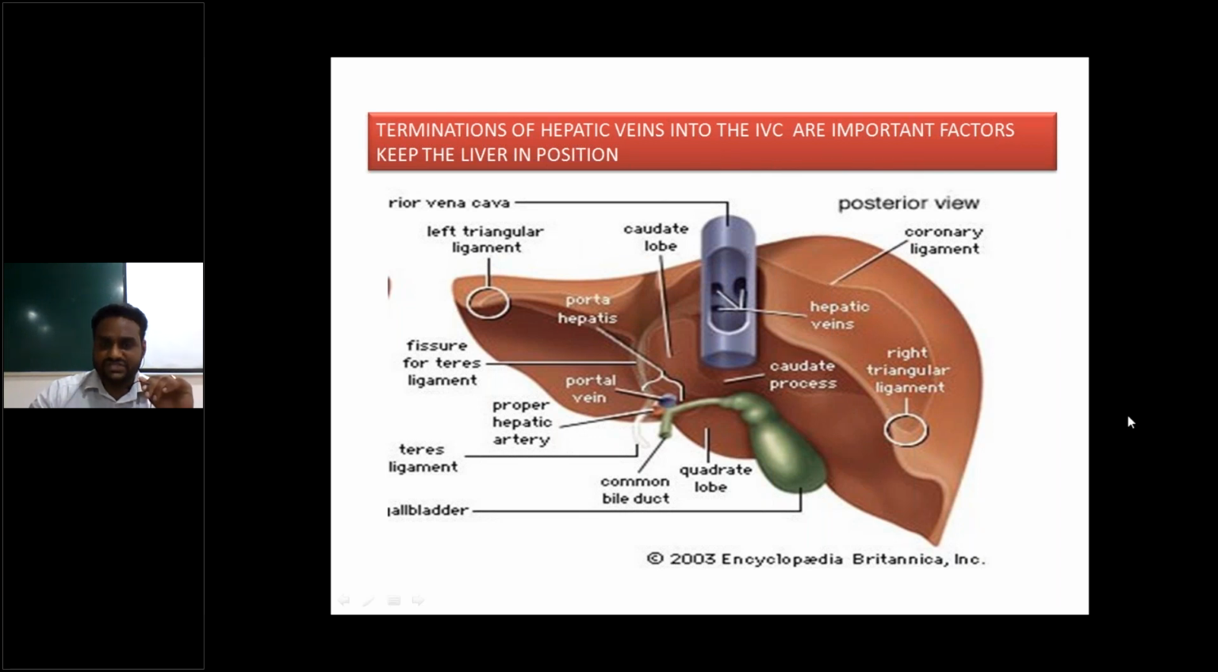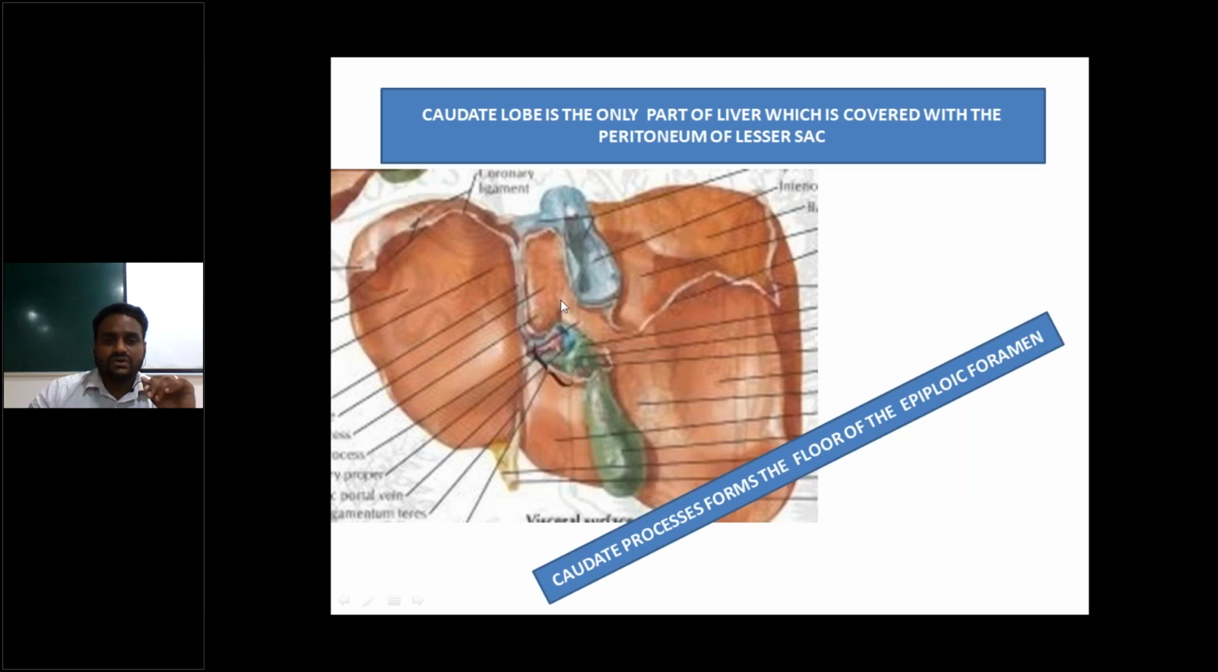It keeps the liver in position. There is another one. Next, the caudate lobe of liver. The caudate lobe forms the boundary for the epiploic foramen. And what is another feature of the caudate lobe? This is an important oral question. It is covered by the lesser sac. The rest of the liver is covered by the greater sac. This is also an oral question.